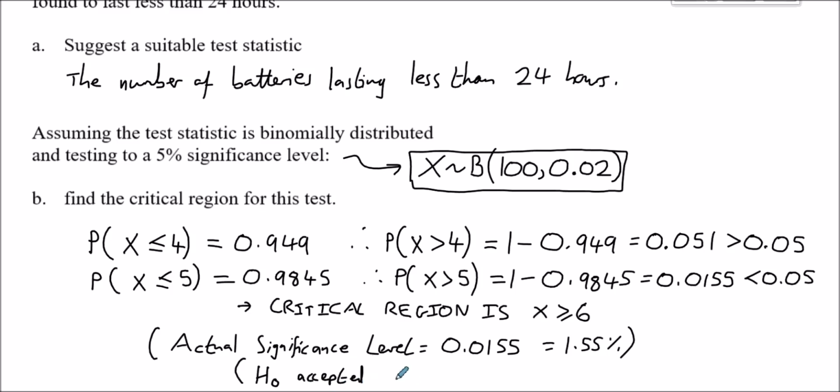Because what we had is we had 5 batteries that lasted less. And so here, for 5 batteries, that is just inside, by the skin of its teeth, the accepted region. So it's not quite critical, but it's so close to being critical it very almost is. But we'd still actually just accept it for X equals 5. If for one more battery, we would have rejected H0.